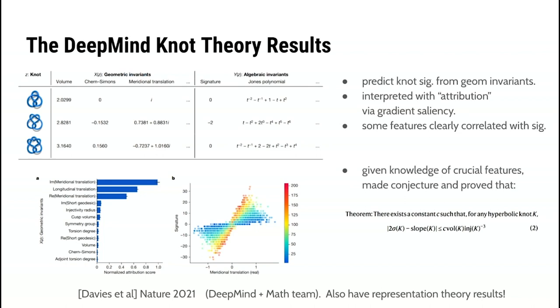And in particular, once they realized that these are the important ones, there's other ways to slice the data where you can see the correlations with your eyes. So they have this thing called the meridional translation here. The coloring is the longitudinal translation, and the correlation with the signature is right here. And you can just see these streaks of colors going through the plot that is clearly demonstrating some sort of relationship between these topological invariants. So given this, they gave this to Mark Lackenby, who is a knot topologist at Oxford, and he wrote down a conjecture and proved a theorem, and here is the theorem.